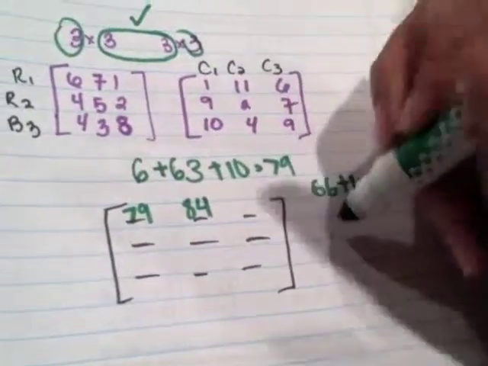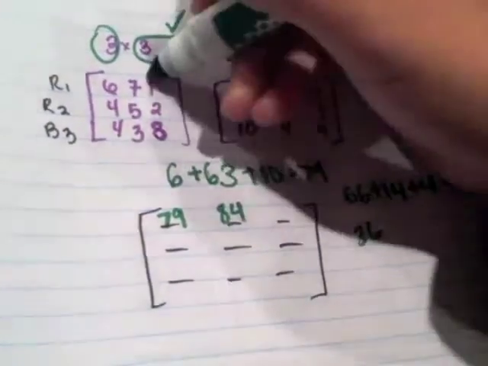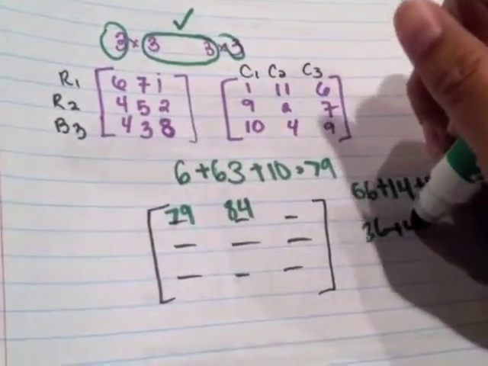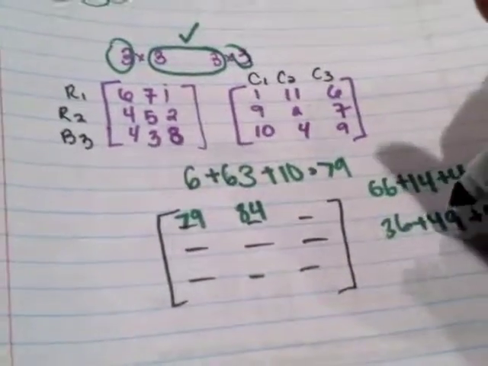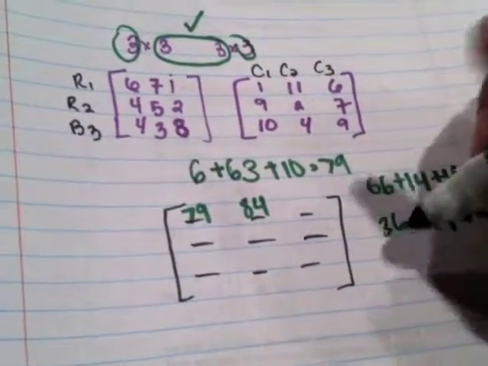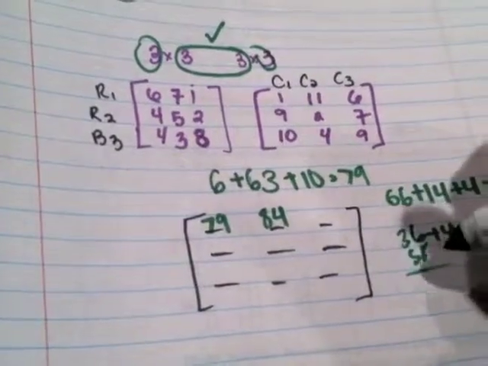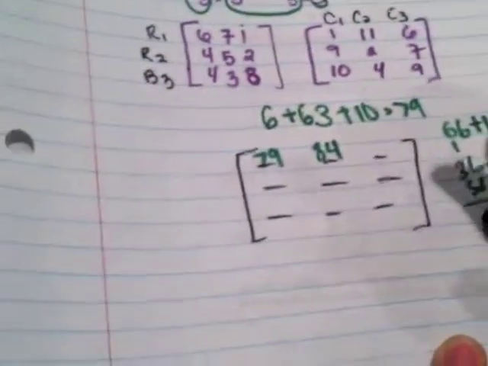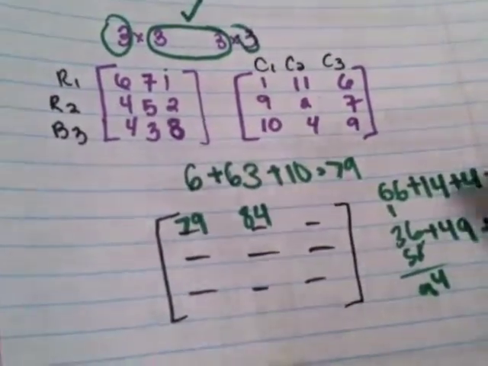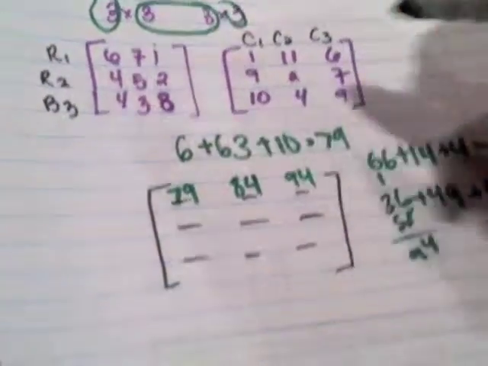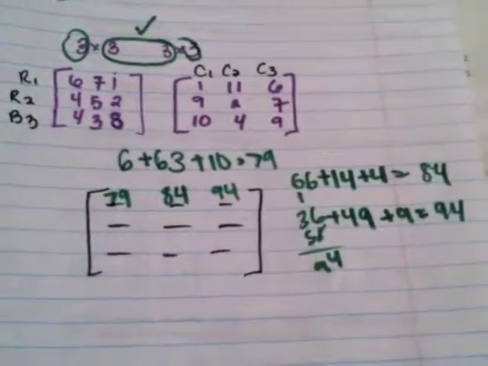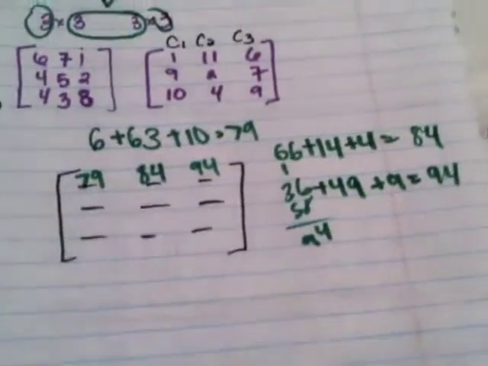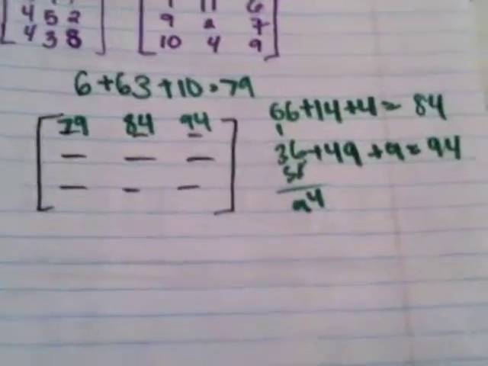Now we're going to do row 1, column 3. 6 times 6 is 36. 7 times 7 is 49. And 1 times 9 is 9. 49 plus 9 is 58, plus 36 is 94. I think at this point you get the idea. It's the same steps over and over again. Just don't get confused with the rows and columns, and don't rush yourself.